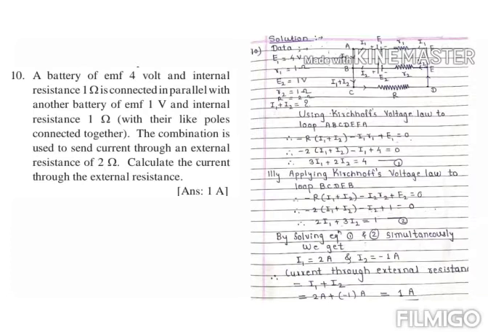Therefore, by solving equations 1 and 2 simultaneously, we get the values of I1 and I2. Therefore, I1 is equal to 2 ampere and I2 is equal to minus 1 ampere. Therefore, current through external resistance, which is equal to I1 plus I2, and we will get this current is equal to 1 ampere.